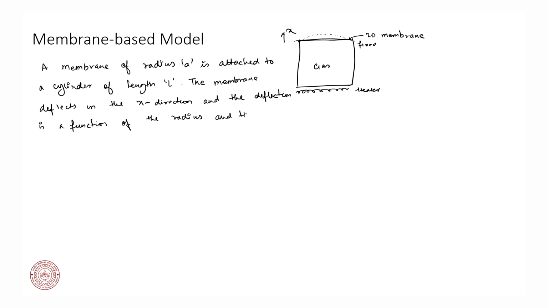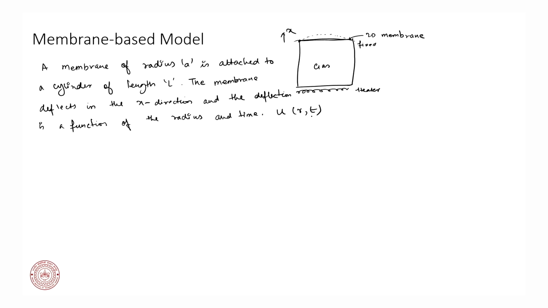and time. Okay. Now, our equations earlier were one dimensional and that is where we were solving a set of ODEs. Now, we will try to solve a set of partial differential equations in which the membrane is deflecting and is a function of both radius and time. So, u is now a function of r comma t.